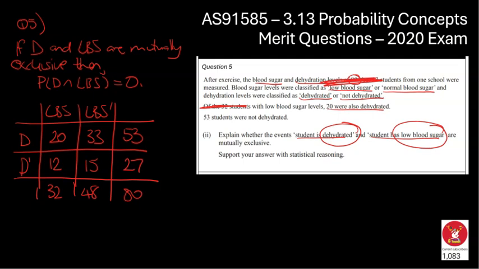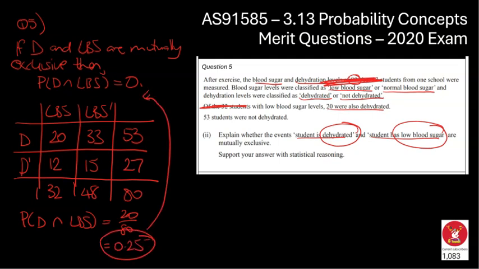So let's find the probability of that based on my table. The probability of someone being dehydrated and having low blood sugar is equal to 20 over 80, which is equal to 0.25. And remember, before I said if it's equal to 0, I've shown it's mutually exclusive. Because I've got a number that's not 0, I've shown the events are not mutually exclusive. So it is possible for them to happen at the same time. That's going to be my little statement here at the end.